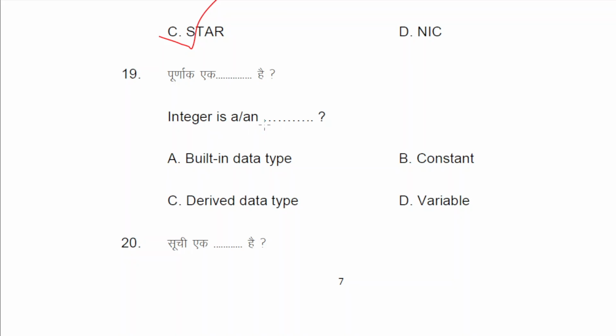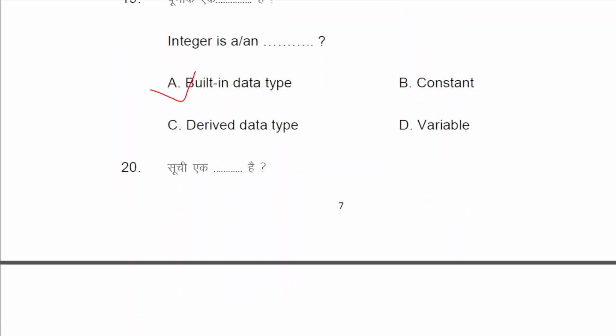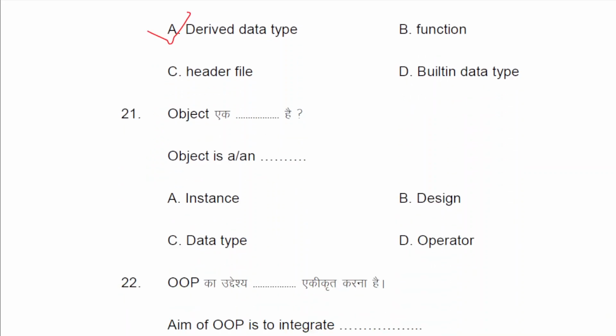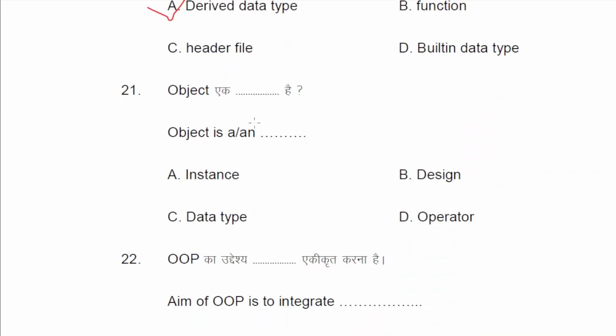Integer is a built-in data type. It is a built-in data type. Answer is A. List is a derived data type. The answer is A. Object is instance, design, data type, operator, so object is instance.